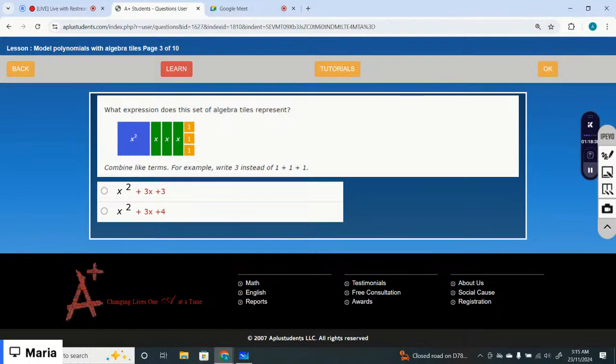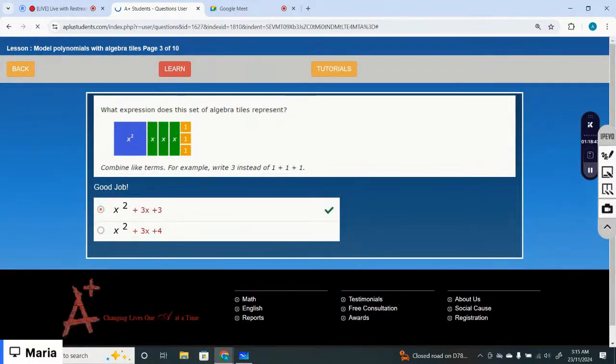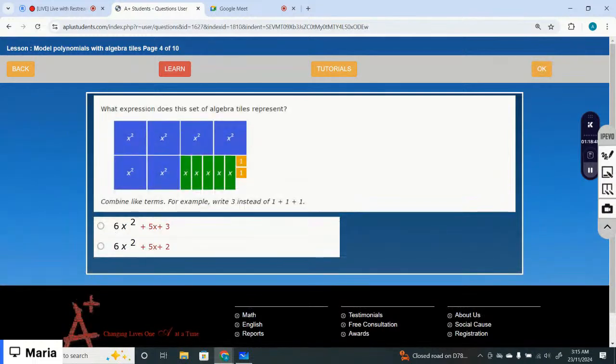What expression does the set of algebra tiles represent? That is x square plus 3x plus 3. Option number 1 is the correct option. What expression does this set of algebra tiles represent? So which is the correct option? That is 6x square plus 5x plus 2. Option number 2 is the correct option.